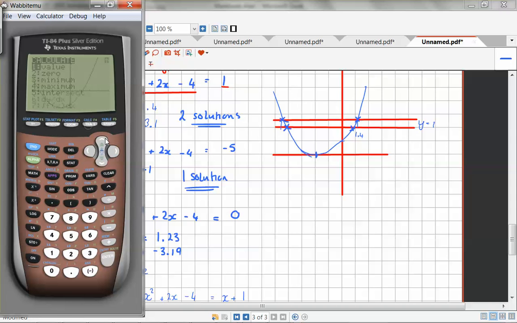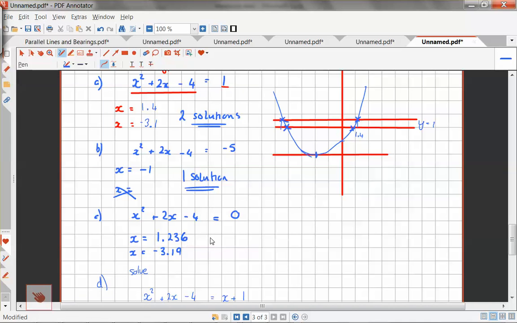Which one do we use? Intercept, 0 for this one. I'm going to find this one, so I'm going to go to the left of it, and to the right of it. Press enter and I get the answer 1.236. You've got to be careful because 1.236 is actually 1.24 to 2 decimal places.